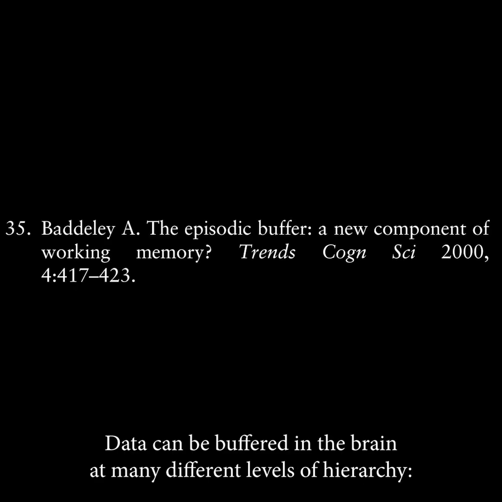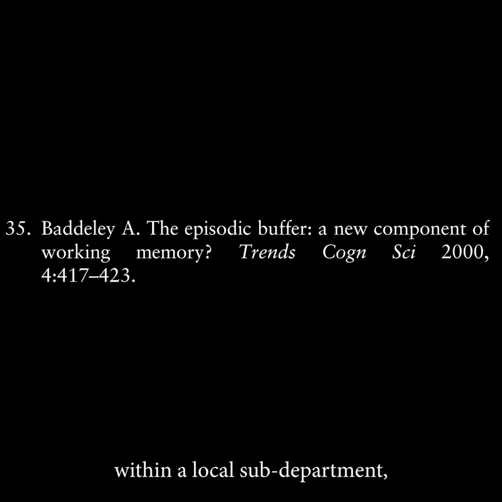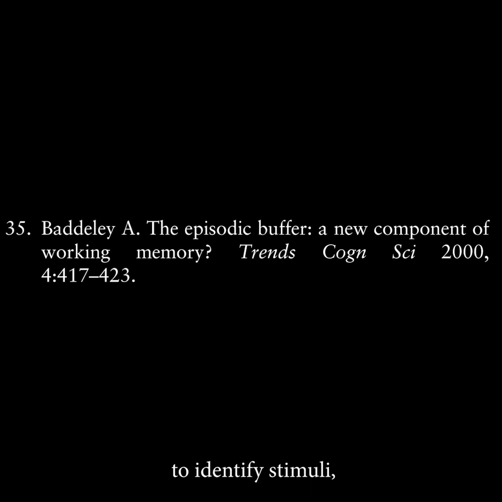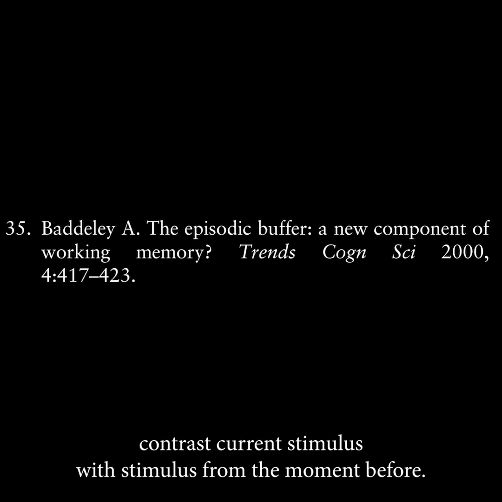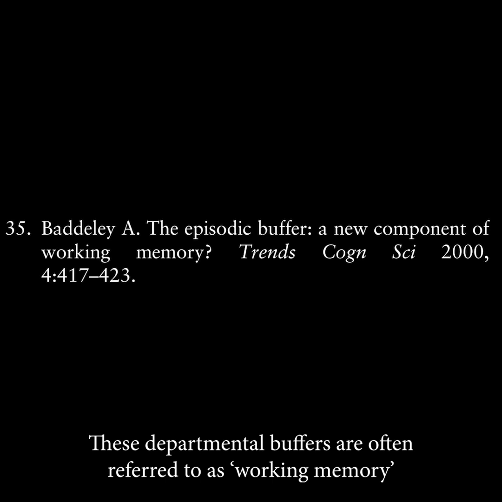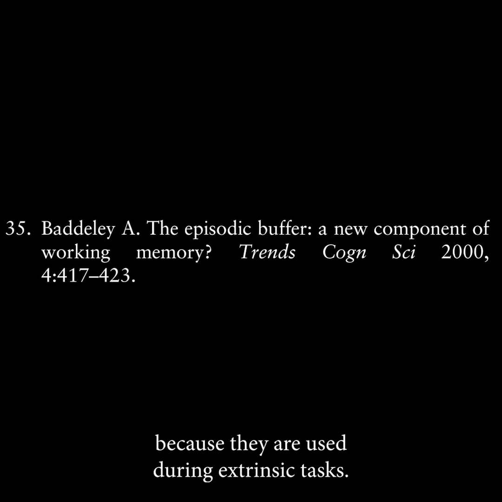Working memory. Data can be buffered in the brain at many different levels of hierarchy, within a local subdepartment or in loops along the departmental chain. This buffering provides the individual departments with the opportunity to identify stimuli, contrast current stimulus with stimulus from the moment before, provide predictions, and/or correct errors. These departmental buffers are often referred to as working memory because they are used during extrinsic tasks.